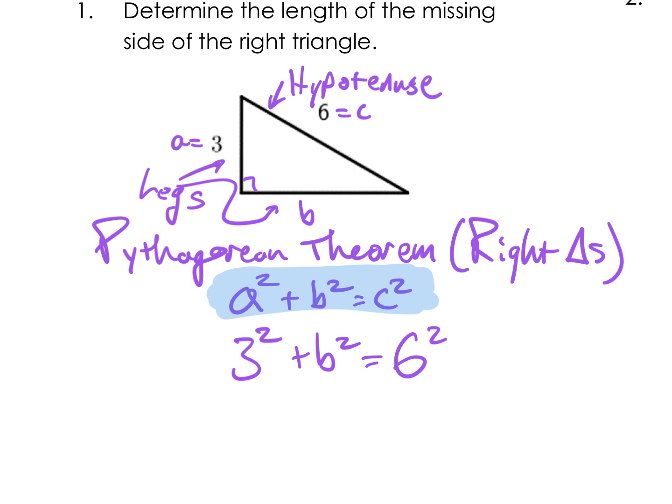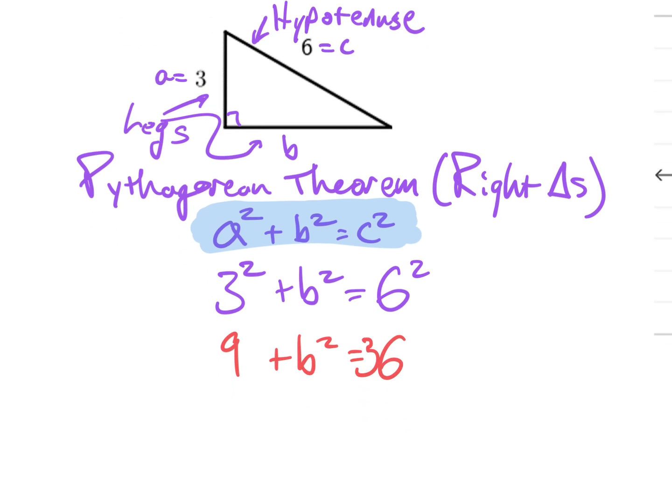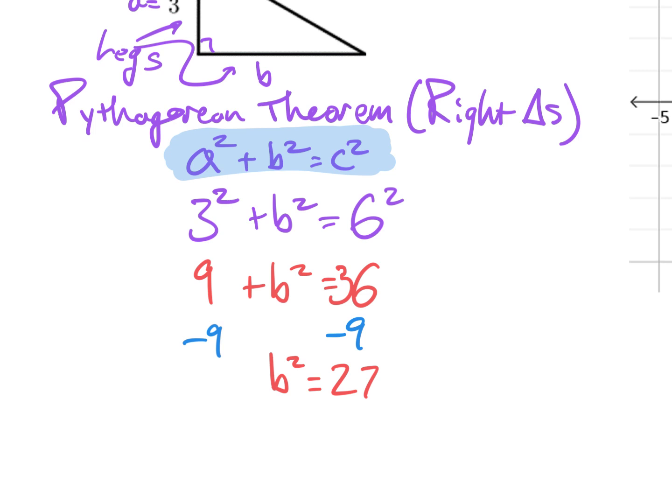So we can solve this just using our algebra. This is 9 plus b squared equals 6 squared, which is 36. Now we've got to get that b squared all by itself. Remember from algebra, you want to get the variable by itself. 36 minus 9 is 27. And the opposite of squaring is square rooting, so we're going to square root this. And now we've got to use a calculator to get a decimal value.